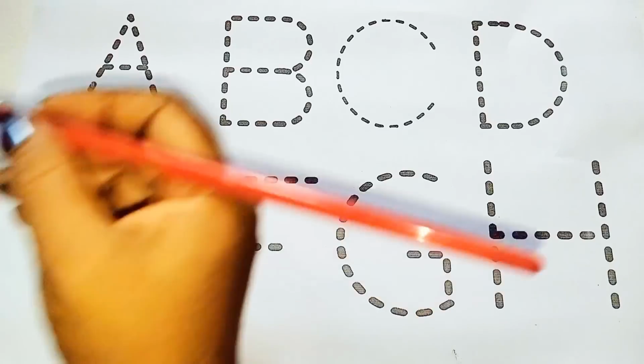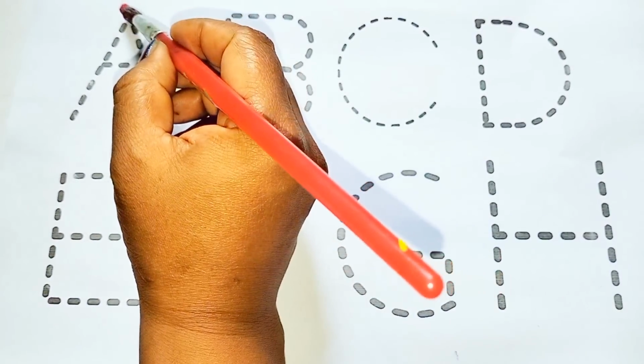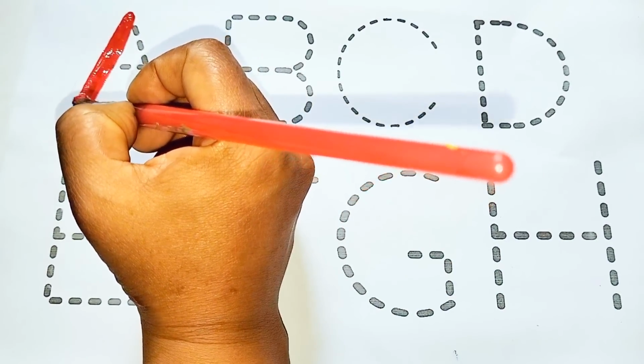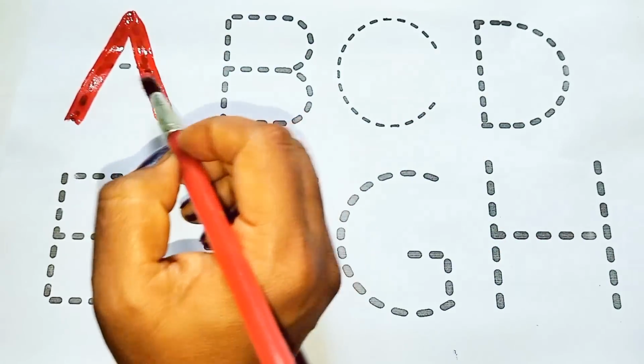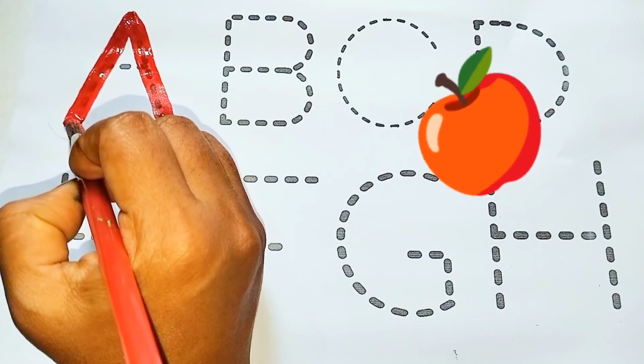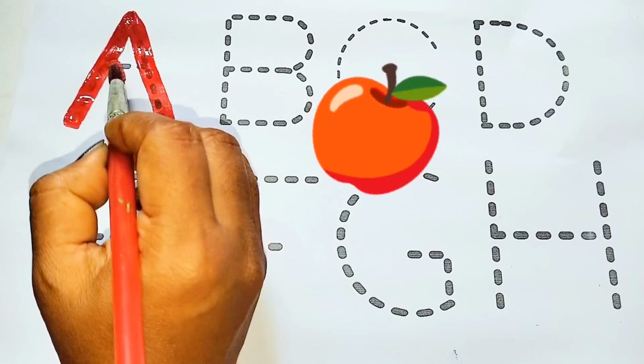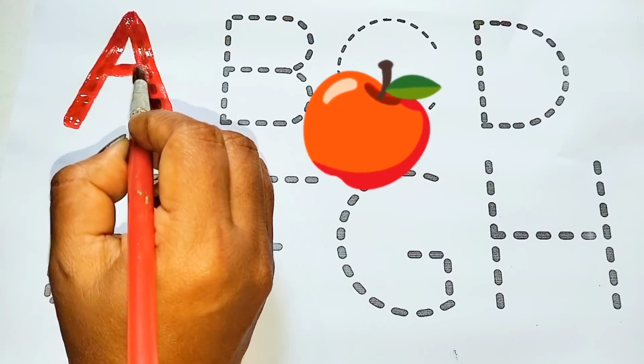Let's color alphabets A to H. Letter A. Red color. A for apple. A for apple. Apple মানে apple.